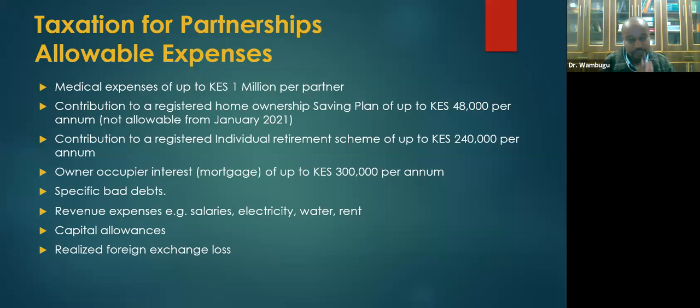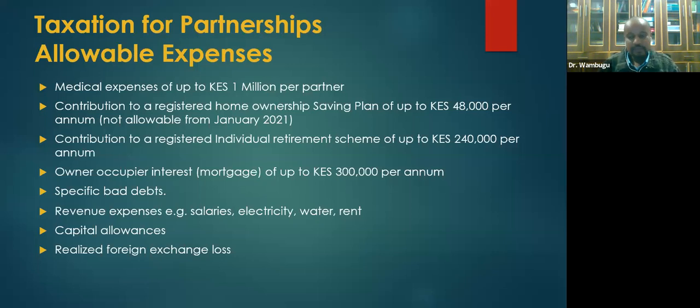But remember I told you the caveat is that you have to be living in that house, and this is a mortgage that you have gotten from a bank, from a financial institution, and not a SACCO. Okay, so if you get it from KMA SACCO, you cannot claim it here. But if you get it from a financial institution, you can claim it here. Bad debts written off, and remember I explained to you the criteria of what qualifies for you to be able to claim that. Revenue expenses that you incurred in the generation of income, those are salaries, electricity, water, and rent. Those are allowable expenses. Capital allowances, which I've explained.